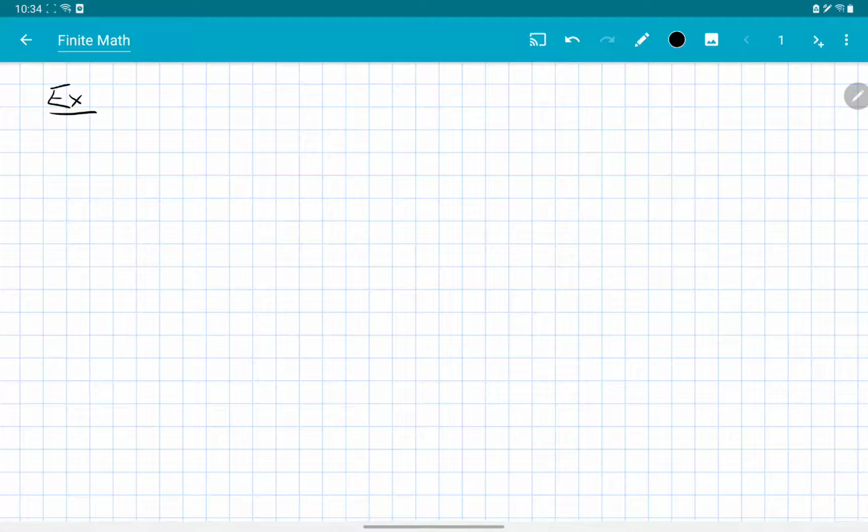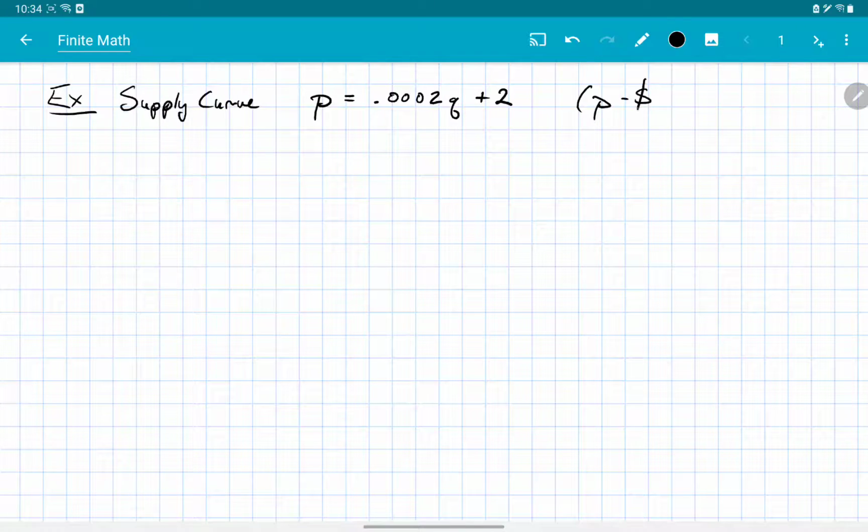If something is available for $5, I might buy 10 of them. But if the price increases to $10, I might buy many fewer of them, right? So this is the classical economic theory of price discovery. So let's have a supply curve. And that's going to be P is equal to 0.0002 Q plus 2, where P is in dollars and Q is a quantity.